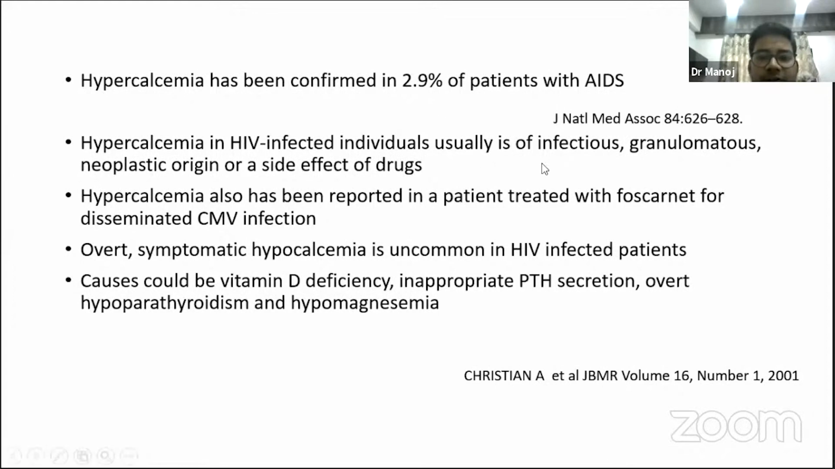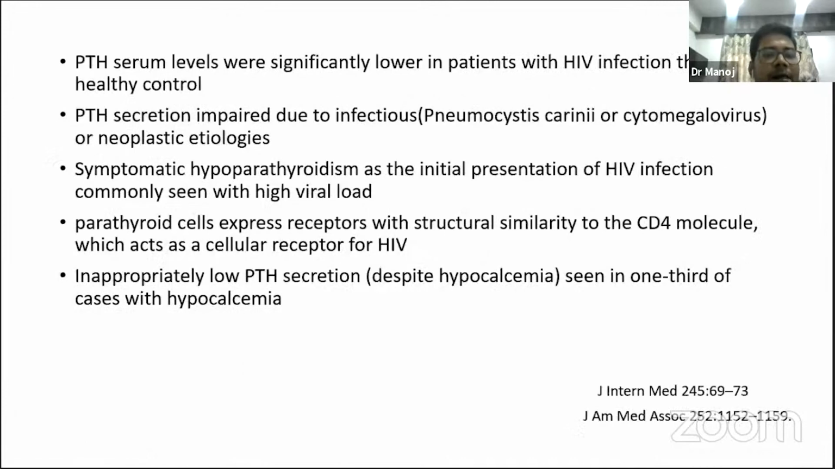Now coming to the hypercalcemia, it was seen in around 29% of the patients with HIV/AIDS, and it is usually because of infectious, granulomatous or neoplastic etiology. Hypercalcemia has also been reported in patients who were treated with foscarnet for CMV infection. And symptomatic hypocalcemia is uncommon in HIV patients, and it could be because of vitamin D deficiency or inappropriate PTH secretion or overt hypoparathyroidism or hypomagnesemia.